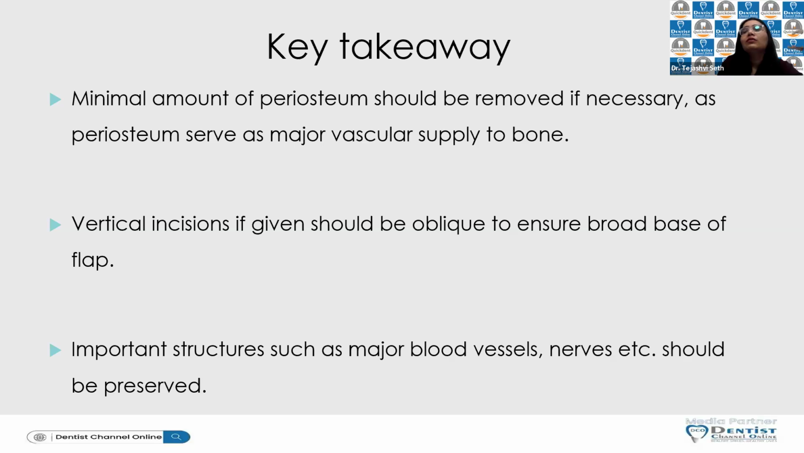So even though there is copious irrigation and everything, you have to think about how much periosteum you're reflecting, whether it is traumatic reflection or not. If vertical incisions are to be given, they should be given in an oblique way so that you have a broader base of the flap. And whenever you're reflecting, have the anatomy in mind before reflecting. If you're reflecting in the lower region, there might be the mental nerve. You are thinking, okay, I want a passive flap, and you're going on reflecting, but you might damage a nerve.